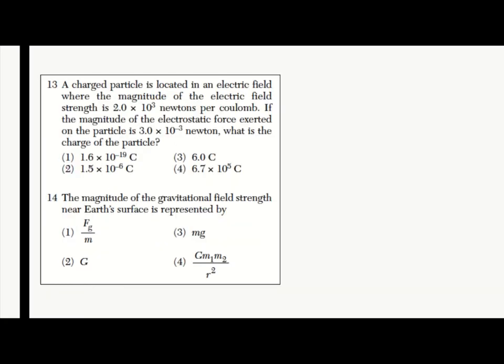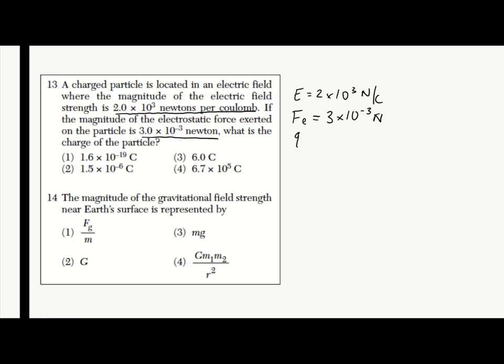Charged particles located in an electric field where the strength of the electric field is 2000 newtons per coulomb. If the magnitude of the electrostatic force exerted on the particle is 3 times 10 to the negative third newtons, what is the charge of the particle? So we got an E electric field of 2 times 10 to the third, that's 2000 newtons per coulomb. And the force is 3 times 10 to the negative third newtons.